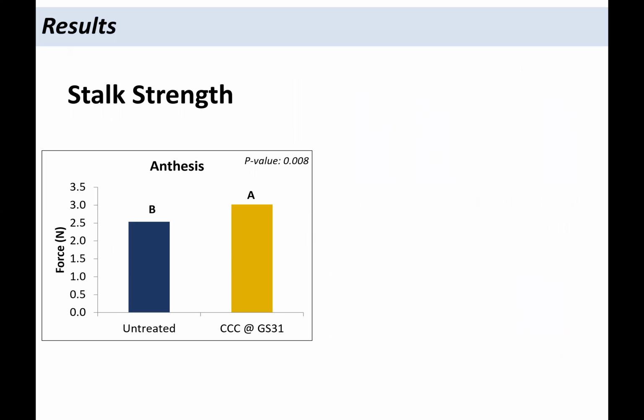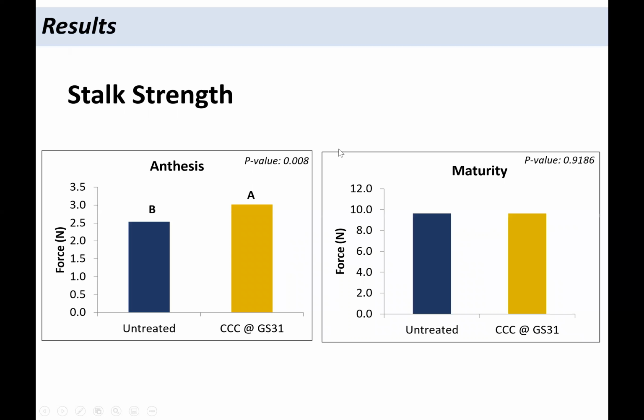Stalk strength, we measured at 2 timings. We measured it at anthesis as well as maturity. At anthesis, we did see an increase in stalk strength with the application of the plant growth regulator. But when we took the readings again at maturity, that difference was gone. So there was no significant difference in stalk strength at maturity, indicating that possibly we could be reducing lodging potential earlier in the growing season, but later, closer to maturity, we might not be seeing that benefit in stalk strength anymore.